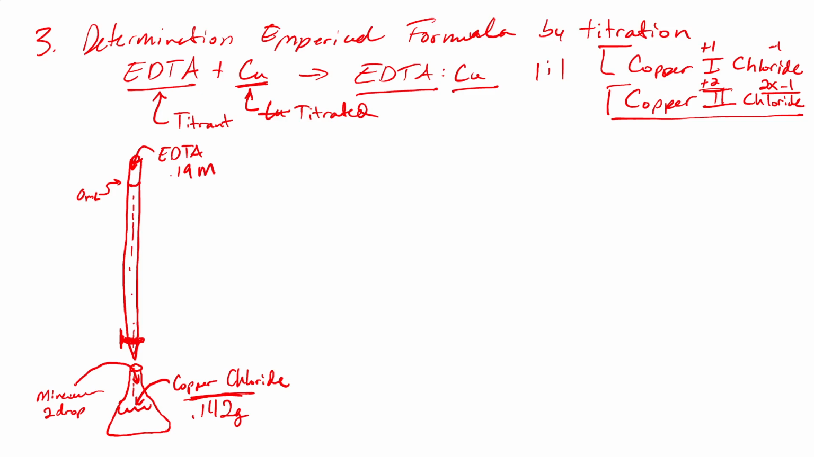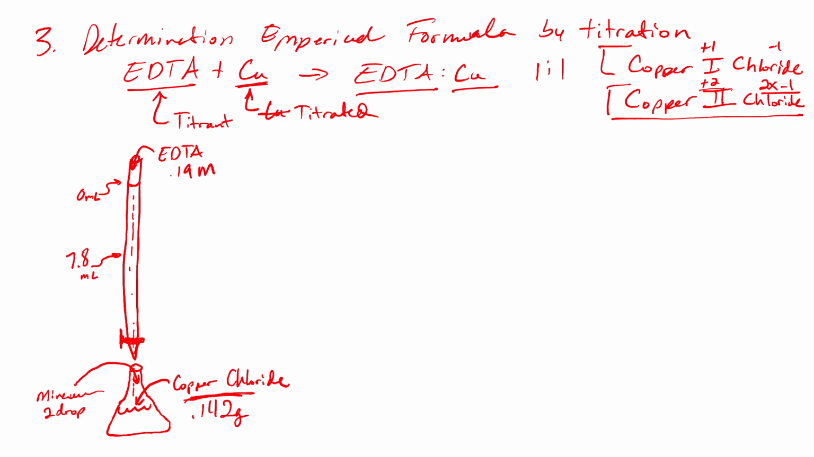I believe this indicator turns yellow, and yellow or orange, I can't remember. But, let's see here. Yeah, I can't remember if it's orange or yellow. But when it does get there to its endpoint or its equivalence point, where you have the same number of EDTA moles as you have moles copper, right? That's going to be your final volume, right? Let's say that final volume is 7.8 mils, right? Let's just say that final volume is 7.8 milliliters.